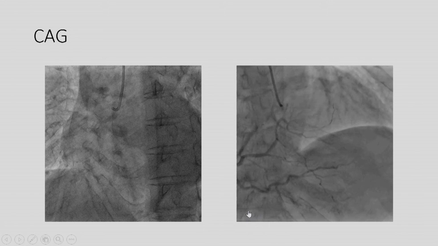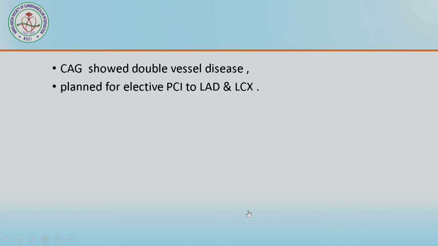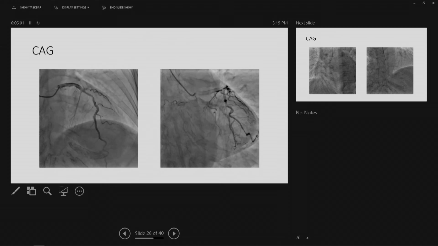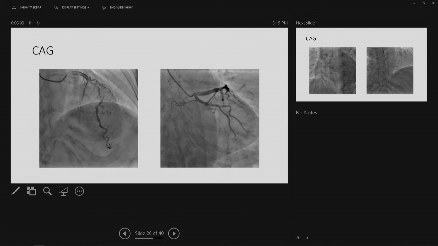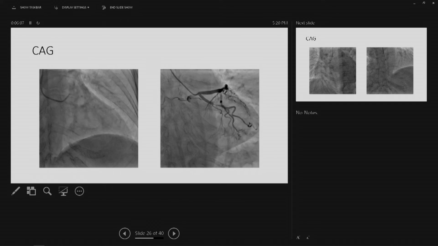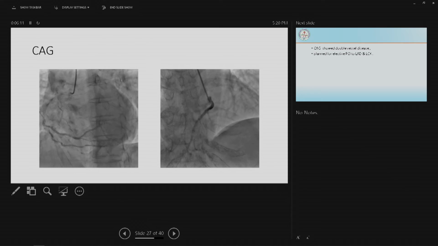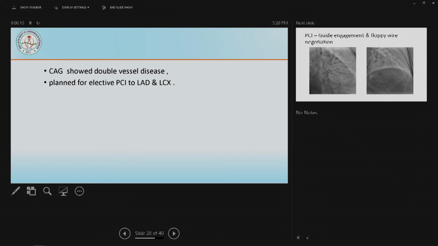RCA was normal, and on the left side there was a significant lesion in the left circumflex as well as the mid LAD. This is the second case, and you see on the right panel a significant lesion in the left circumflex, and the LAD is a doubtful lesion.